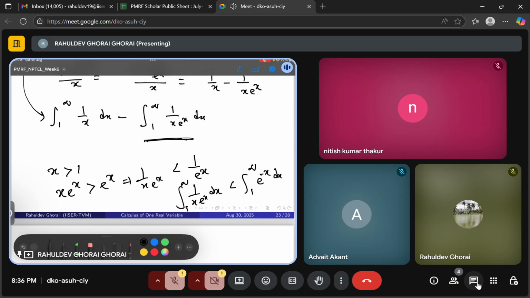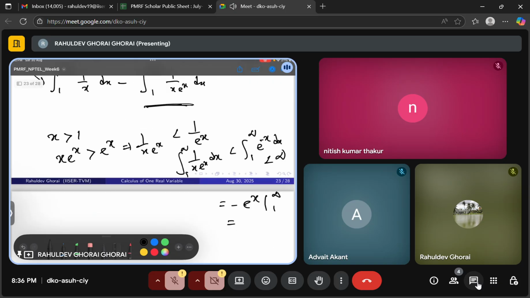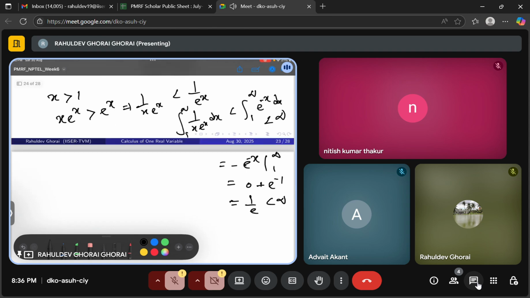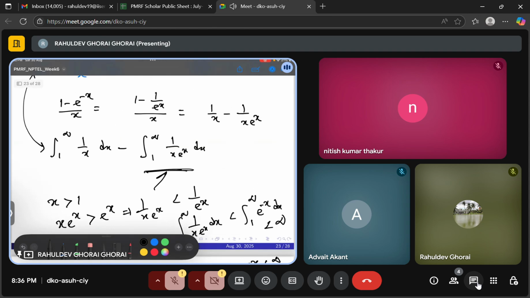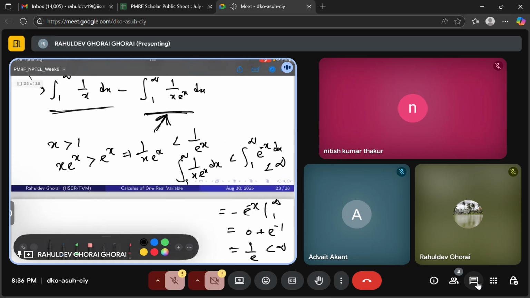So you will see it will have a value, because the integral of e to the power minus x is minus e to the power minus x, from 1 to infinity. So at infinity it will be 0, plus e to the power minus 1, mainly 1 by e. That's less than infinity, a finite number, so it converges. Although this term converges, you have this other one which diverges, so you can say that it diverges mainly.